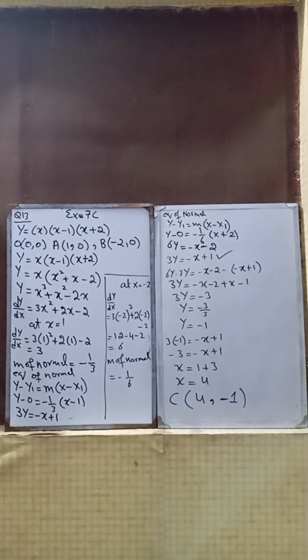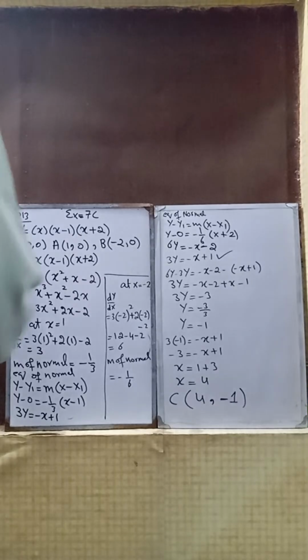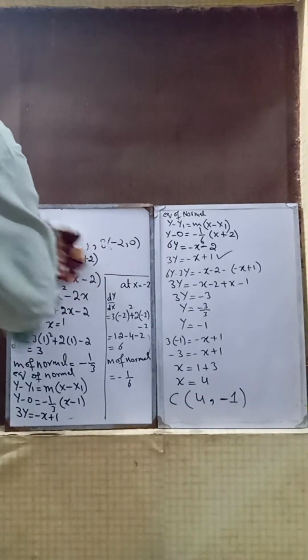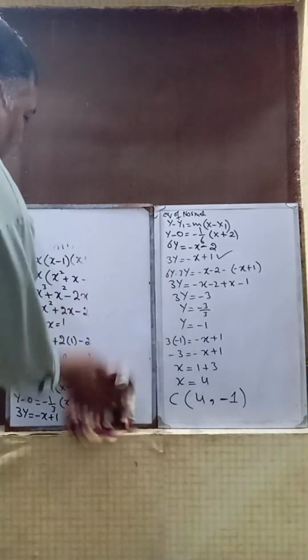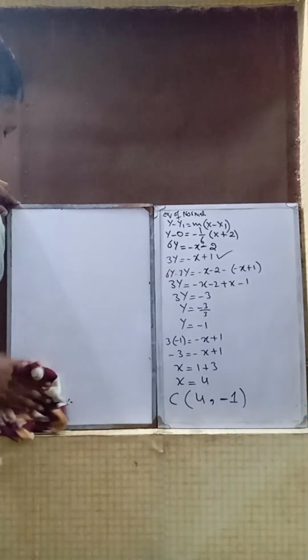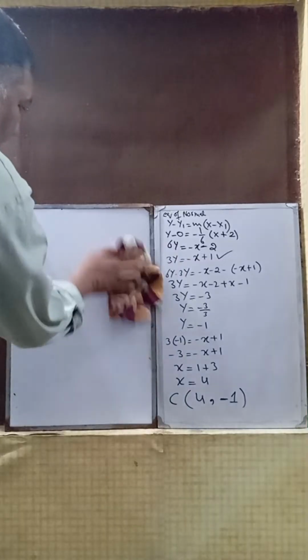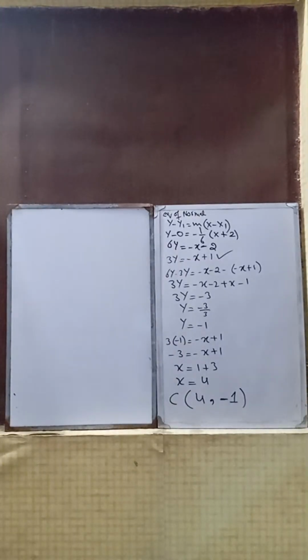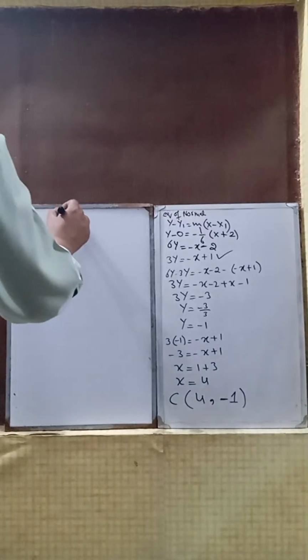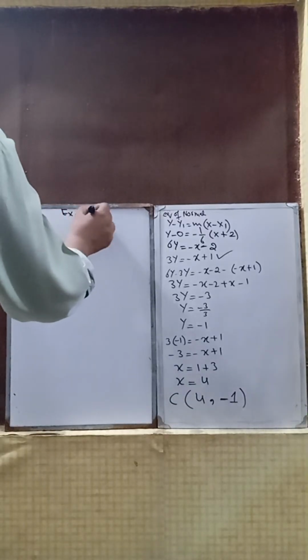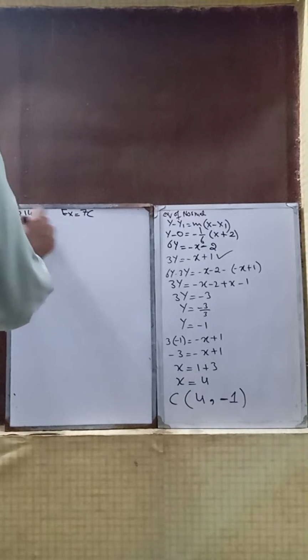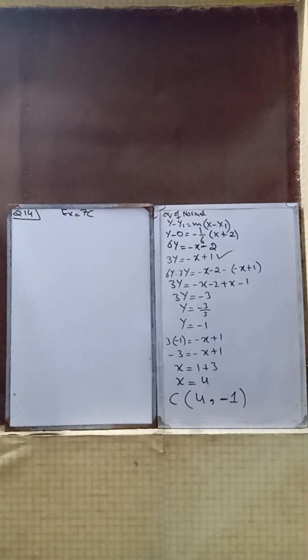Okay, so we are going to the next question. The next question is question number 14. He says a curve has an equation. A curve is given. So we are talking about now question number 14. This is exercise 7C, and it's question number 14. This is the 4th episode on it. Okay. He says the curve has an equation.